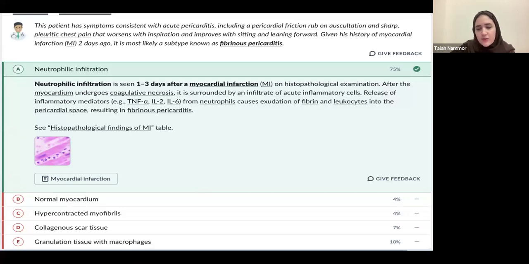Exactly. In granulation tissue we have macrophages. Okay, after, let's say, 2 months, if we saw the heart grossly, what are you going to see? The scar. Exactly. It's going to be white.